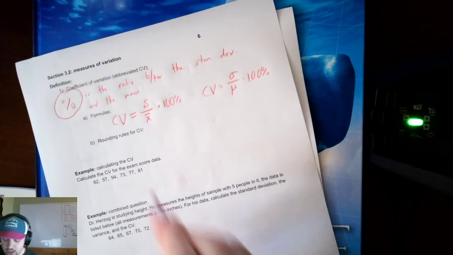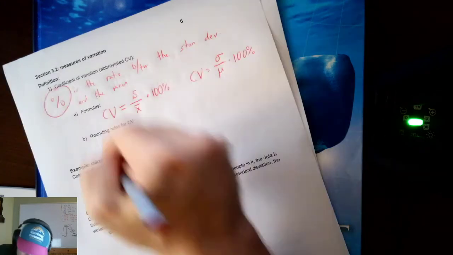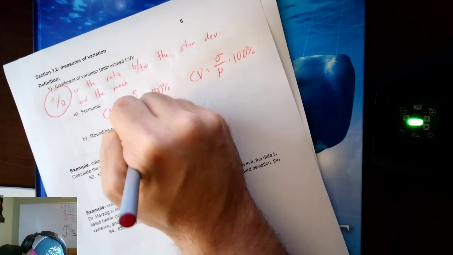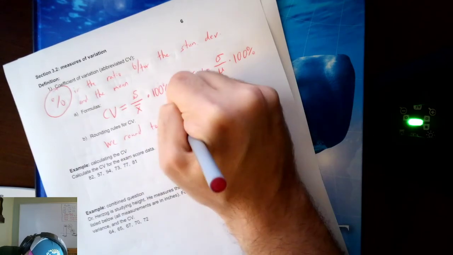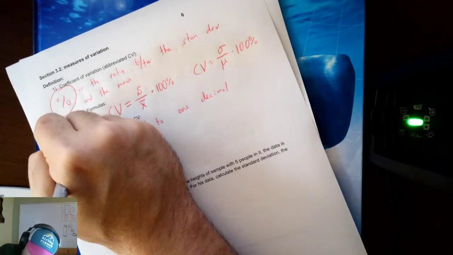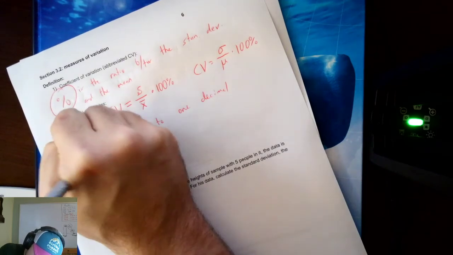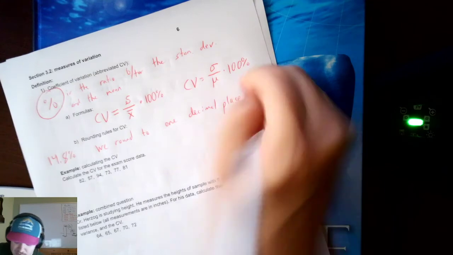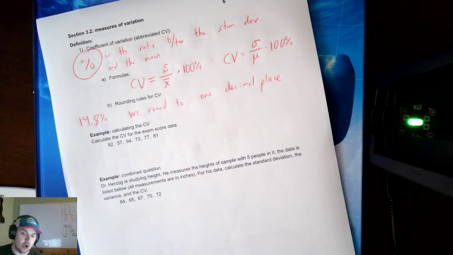Now, rounding. How do you round the CV? We round to 1 decimal. For example, maybe you get 14.8%, right? You round to 1 decimal place. That's how we round the CV. We round to 1 decimal place. The CV has its own rounding rules. Because it's a ratio, we can round it specifically.